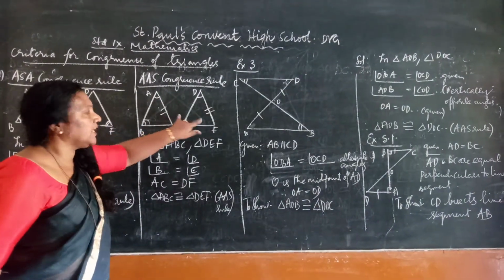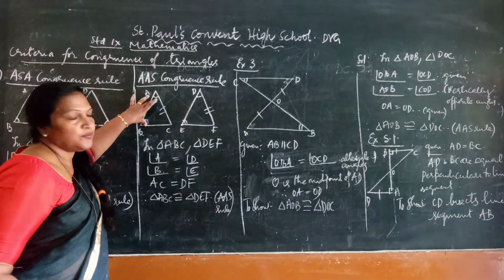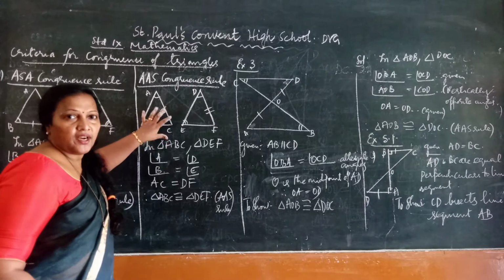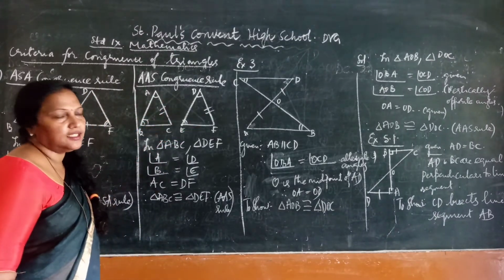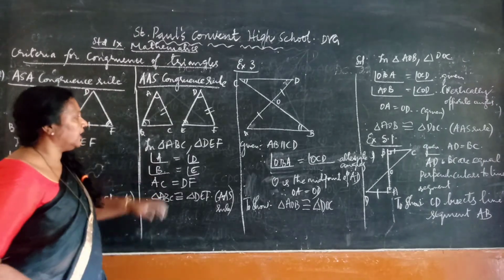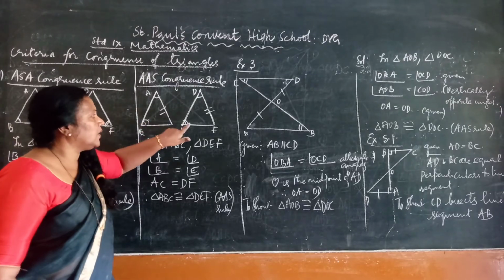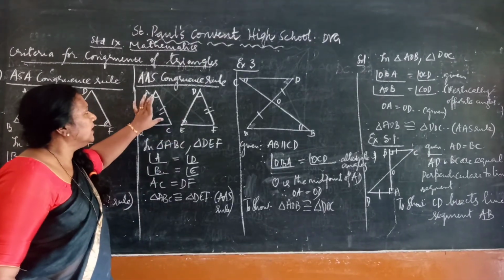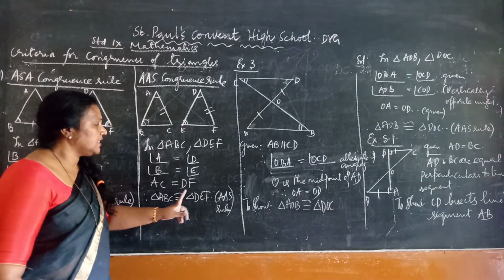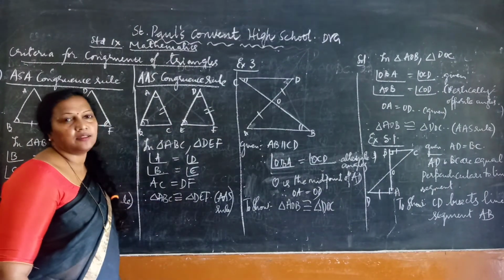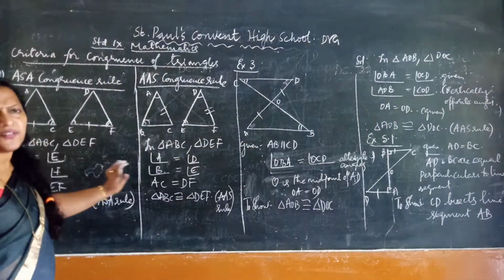What does the AAS rule state? It states that two triangles are congruent if two angles and a side of one triangle are equal to the corresponding two angles and the side of the other triangle. For example, angle A is equal to angle D, angle B is equal to angle E, then AC is equal to DF. Then triangle ABC is congruent to triangle DEF by which rule? That is the AAS rule. What's the difference between these two rules?